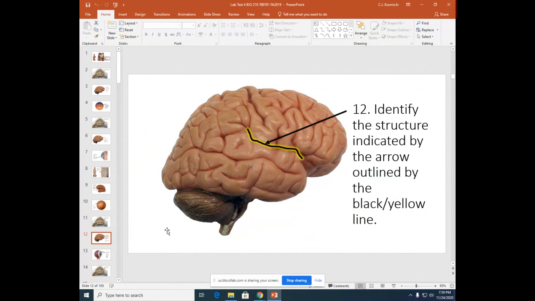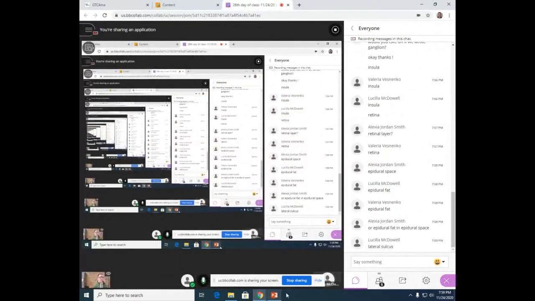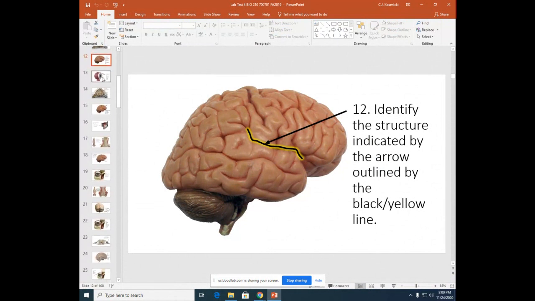Yeah, either or. In fact, they can be called the lateral sulcus or the lateral fissure. So both are correct. How about you folks at home? What do you got? Lateral sulcus. Hoorah. Yep, that is right. Lateral sulcus. Or lateral fissure is acceptable too. Okay. You guys doing good so far? Want me to keep going? Do a couple more. Test your brains.